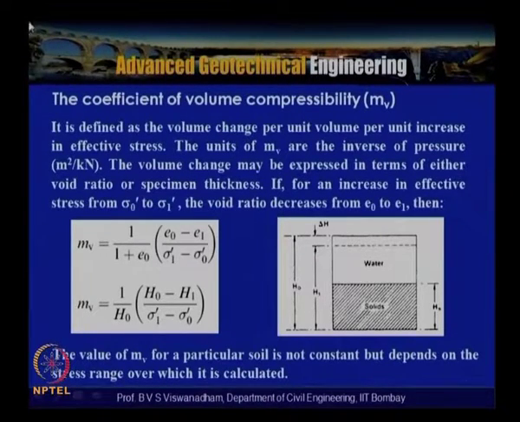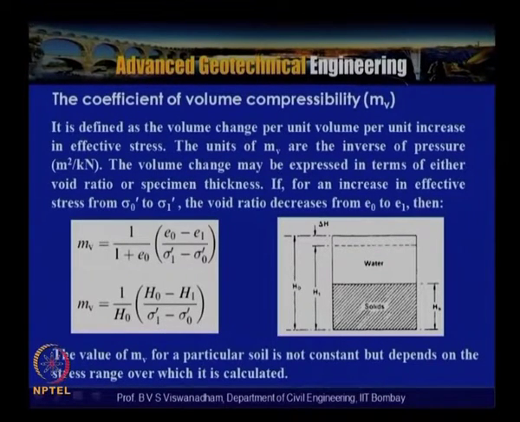So we can say that the initial sample thickness is H0, and after certain compression the sample thickness is reduced to H1. So H0 minus H1 is delta H, and Hs is the height of the solids. So mv is nothing but (e0 minus e1) by (sigma 1 dash minus sigma naught dash), that is delta e by delta sigma dash, divided by 1 plus e0. This is actually given as mv equal to 1 by H0 into (H0 minus H1) by (sigma 1 dash minus sigma naught dash).